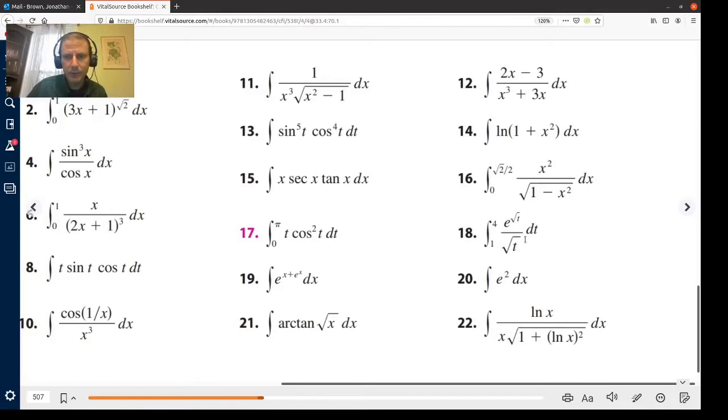For 18, we've got the square root of t showing up in two places, so I would try letting u be the square root of t. In fact, now that I think ahead a little bit, actually letting u be the square root of t, du dx is 1 over 2 square root of t, so it'll just be a substitution straight away.